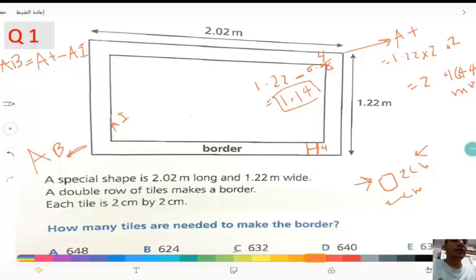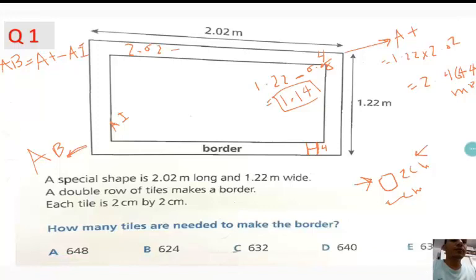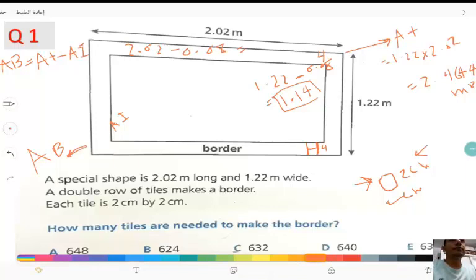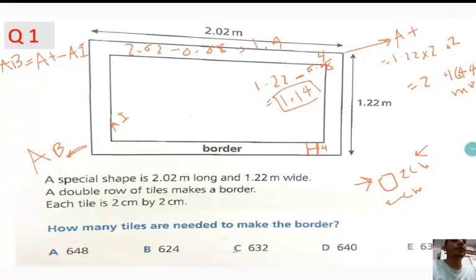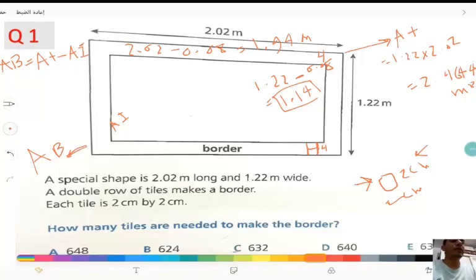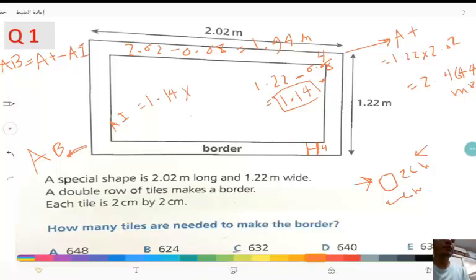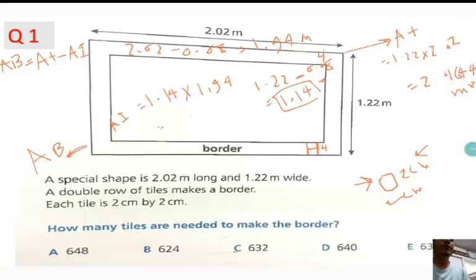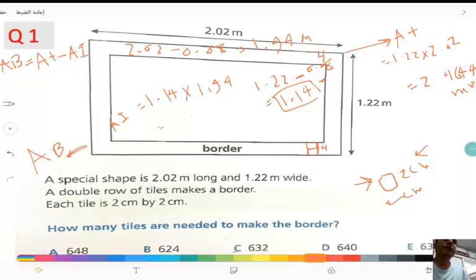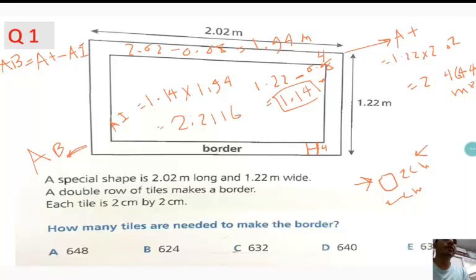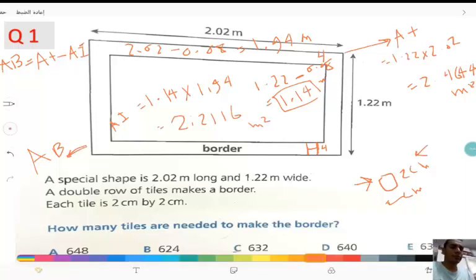As for the inside length, it will be 2.02 minus 0.08 as well, which is 1.94 meter. So we can find the area inside, which is 1.14 times 1.94, which is 2.2116 meter square. Right.